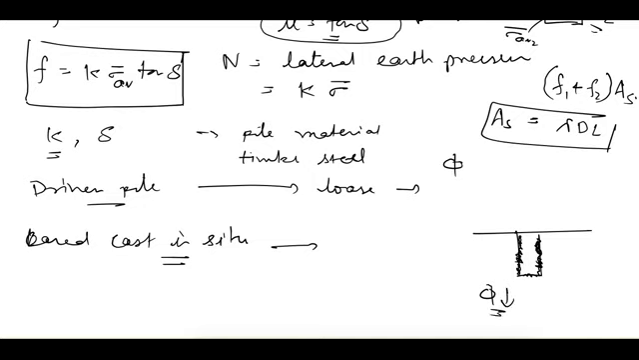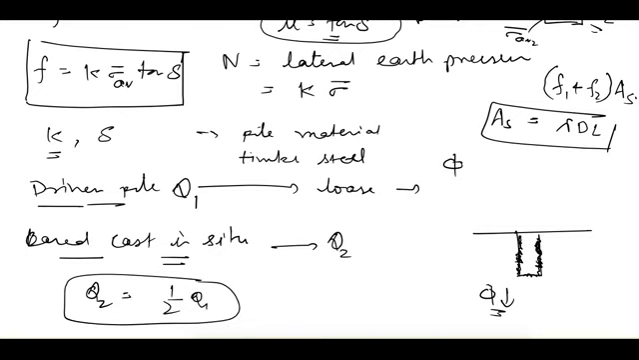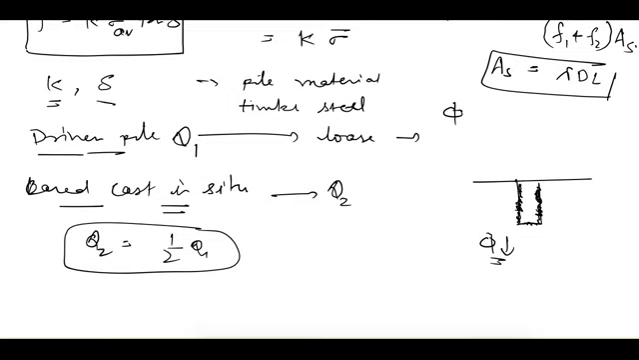So you can simply remember that the bearing capacity in case of driven pile is more than in case of bored pile. And let's say if the bearing capacity here is Q1, in case of bored pile it is Q2, so Q2 is equal to half of Q1, so it becomes half. Other than that, these K and delta values you need not remember, mostly it is given in the exams.